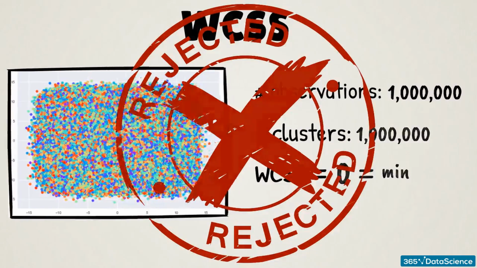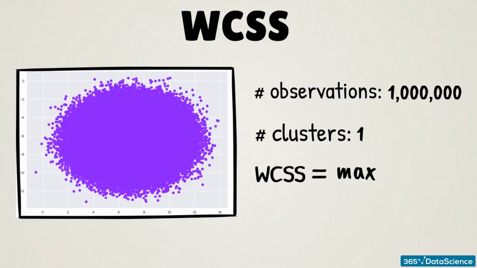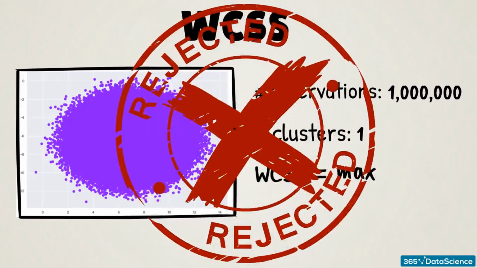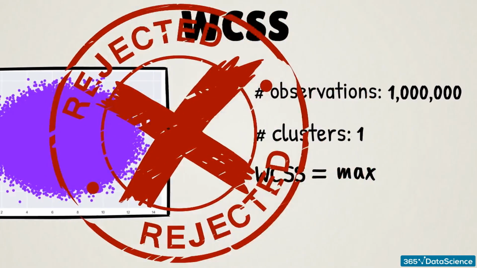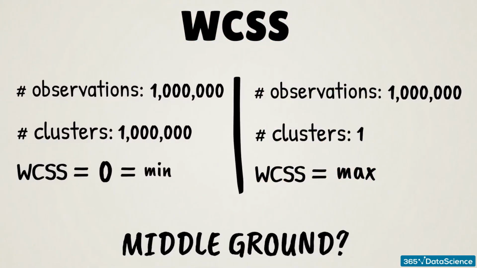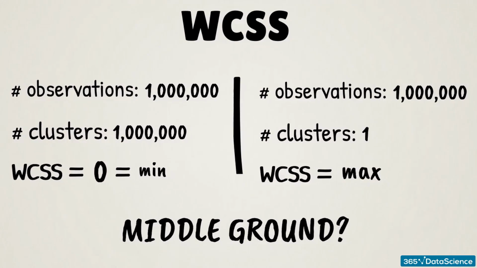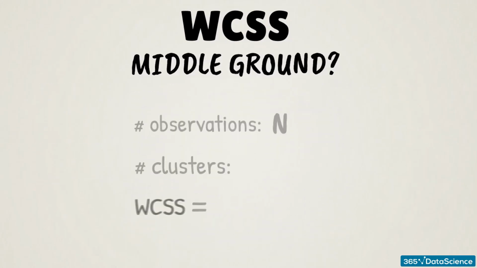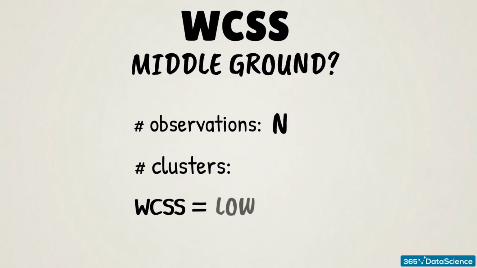Similarly, if all observations are in the same cluster, the solution is useless and WCSS is at its maximum. There must be some middle ground. Applying some common sense, we easily reach the conclusion that we don't really want WCSS to be minimized. Instead, we want it to be as low as possible while we can still have a small number of clusters, so we can interpret them.